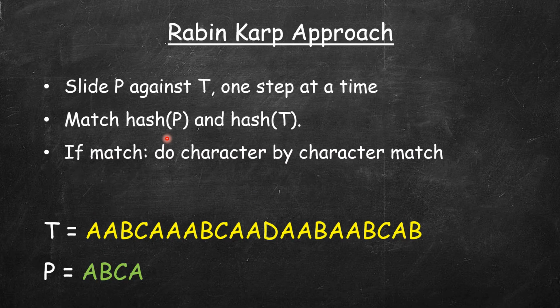So next, if there is a match, do a character by character match. On average case, we will have to do it a few times. Let's say there are 5 occurrences of this pattern in the text, and let's say the hash is matched 6 times. So one time it was a false positive. So on average it will be 5 times m plus n.